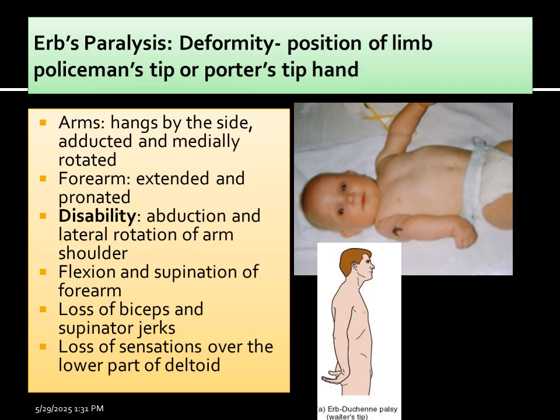Erb's palsy is the arm. The position of the limb deformity is policeman's tip hand or porter's tip hand. The arm hangs by the side, adducted and medially rotated. The forearm is extended and pronated. The disability is loss of abduction and lateral rotation of the arm at the shoulder, and loss of flexion and supination of the forearm. There is loss of biceps and supinator jerk, and loss of sensation over the lower part of the deltoid. This is all of Erb's palsy.